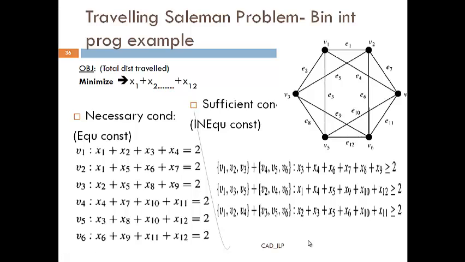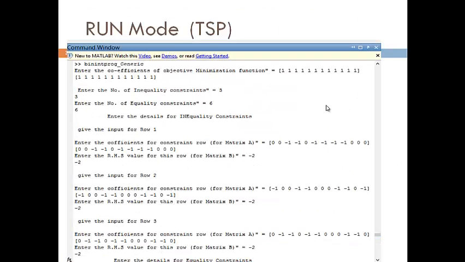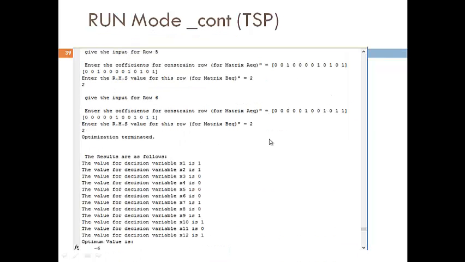Now I have considered the traveling salesman problem. Just for the simplest case, we have considered all the edges to be of the same distance. That means a salesman from any city can travel to any other city with the same distance. Now this is the screenshot of the program we have run and the results obtained here.